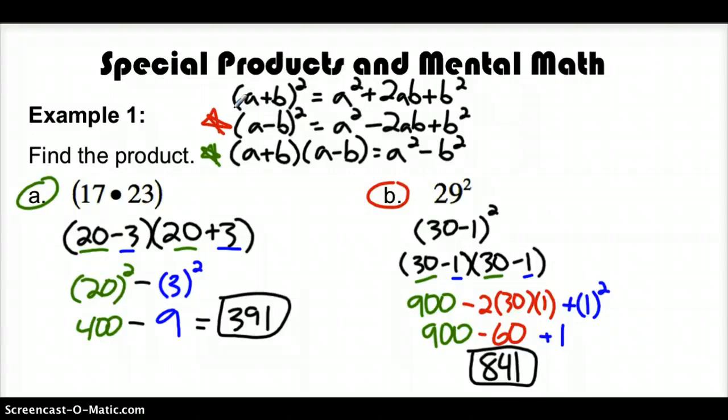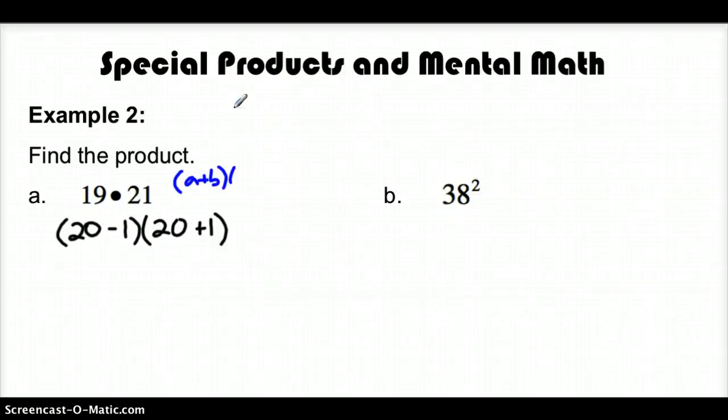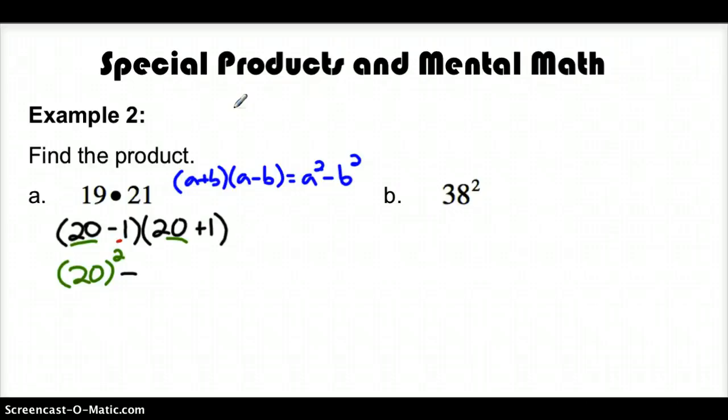I'll turn the page here. 19 times 21. That looks like the pattern: I could do 20 minus 1 times 20 plus 1. Remember, this is our sum and difference pattern. Writing this up here in blue, a plus b times a minus b equals a squared minus b squared when we FOIL it. So I get 20 squared minus b squared, which is 1, so minus 1 squared. Pretty simple. 20 squared is 400, and 1 squared is just 1. My final answer, 19 times 21, is 399. Pretty simple stuff.